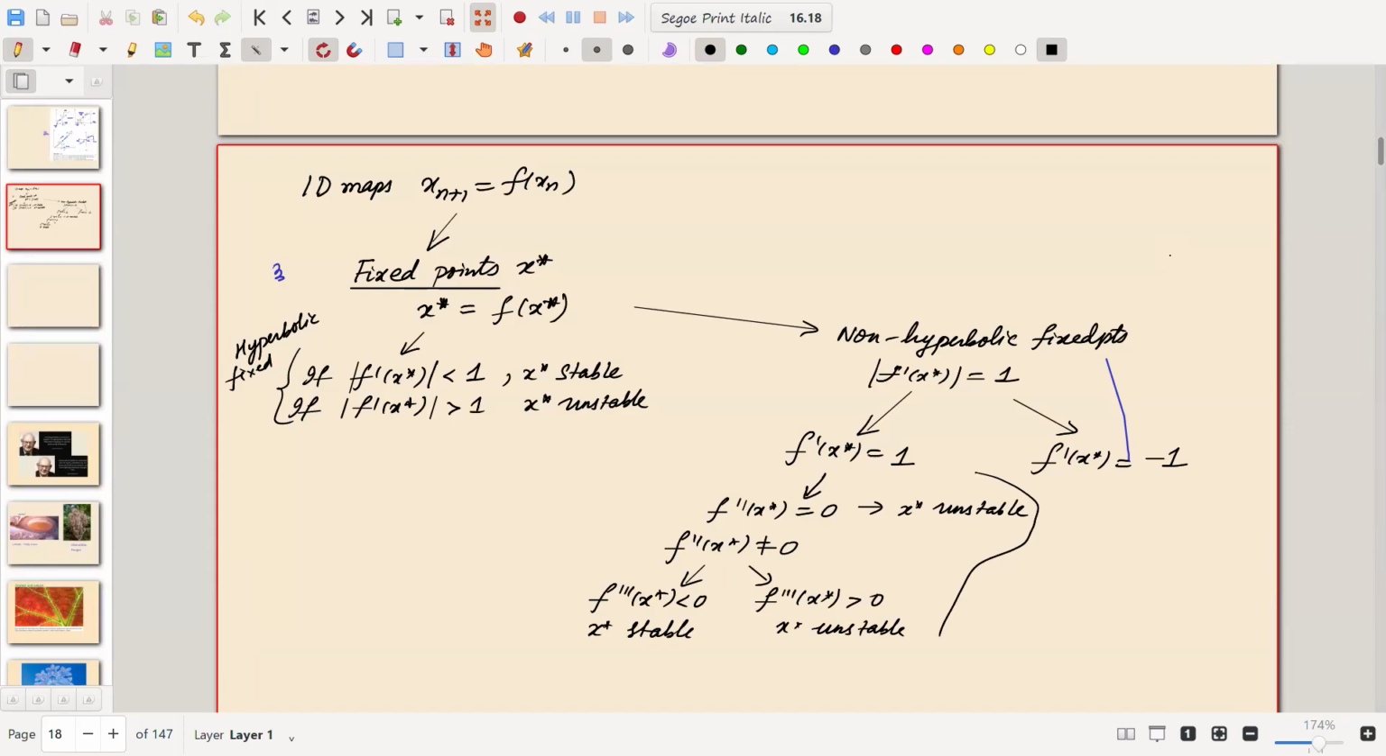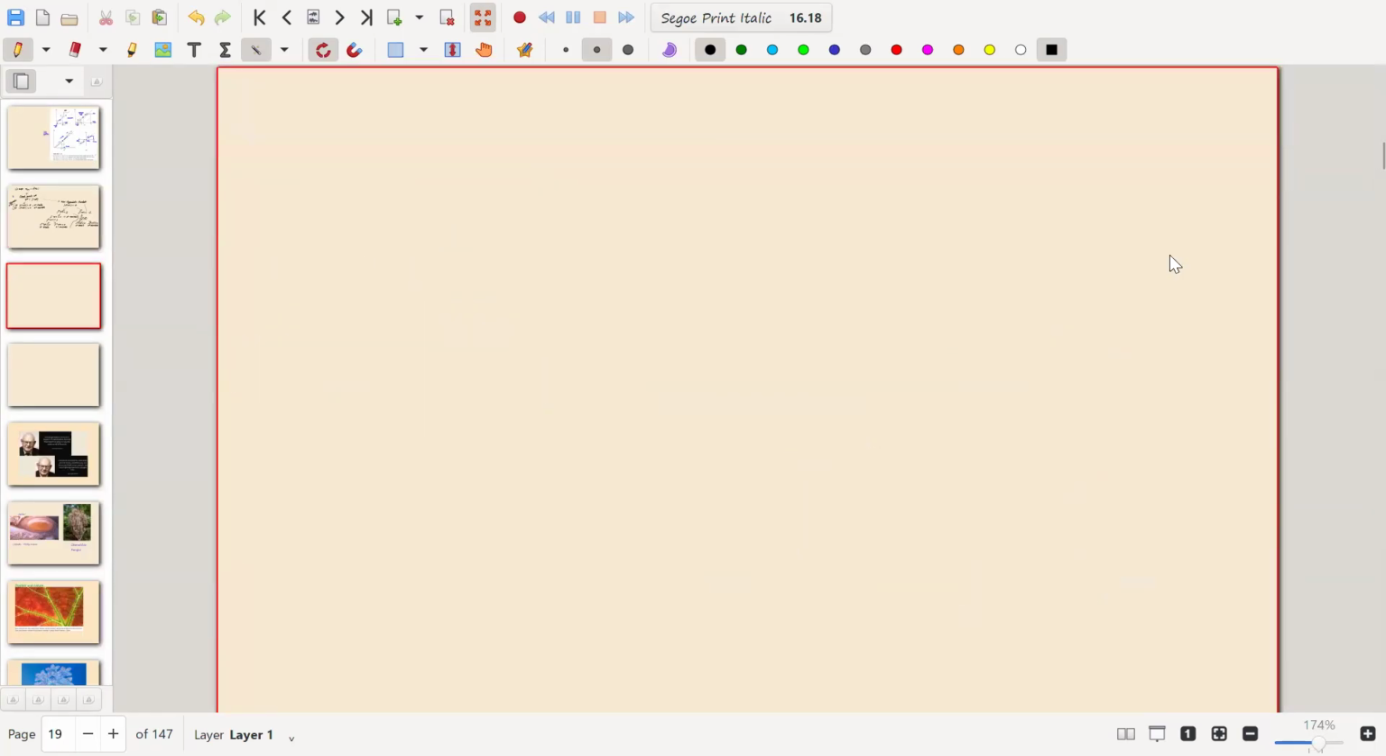Now if f prime of x star is equal to -1, how do you do it? You compute the Schwarzian derivative. If Sf at x star is less than 0, x star is stable. If Sf at x star is greater than 0, it is unstable. So this is the story so far. This is the whole story of the two classes done so far. And we considered an example in each of these cases. Agree?